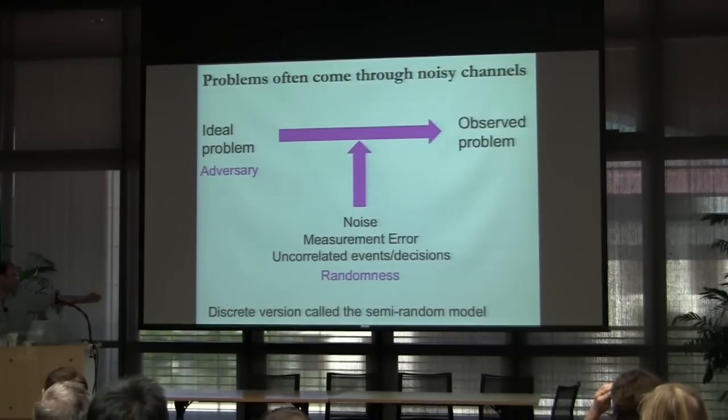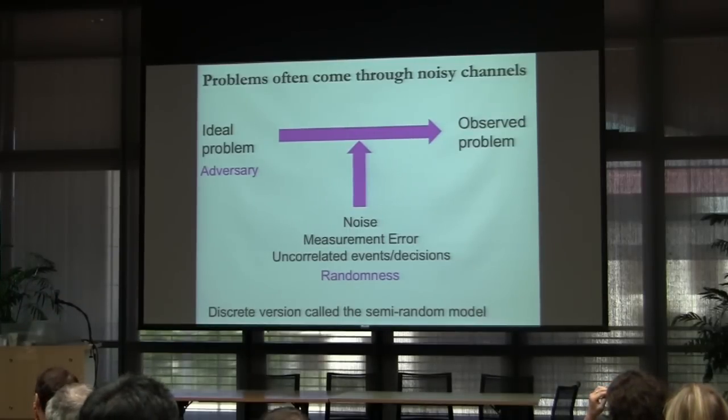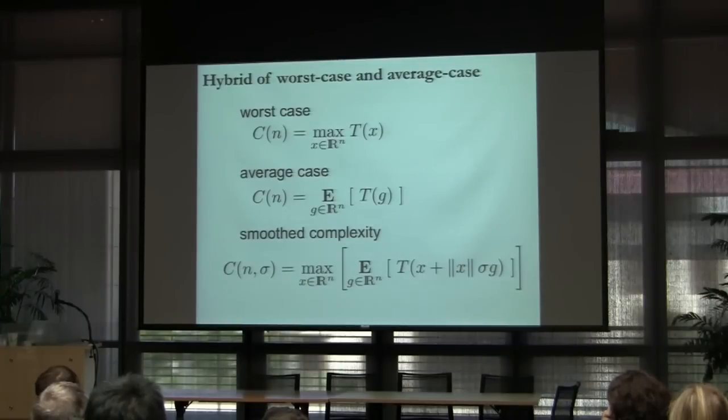So before our work, there was a discrete version of this called the semi-random model by Santa and Vasarani, where they talked about an adversary choosing a problem and then random perturbations of it, and say Avram did some work on this and Ori did some work on this, and there are a number of papers on that model. We're going to think about a continuous model as opposed to a discrete model.